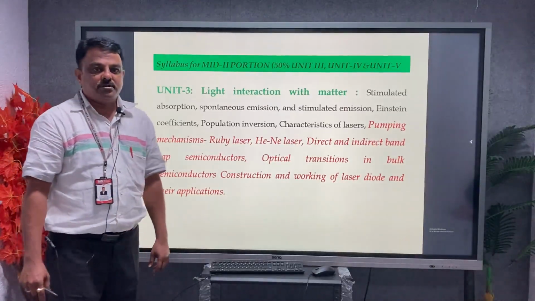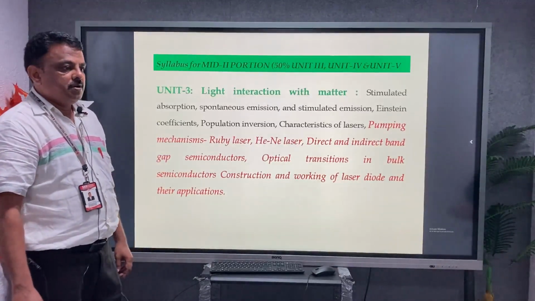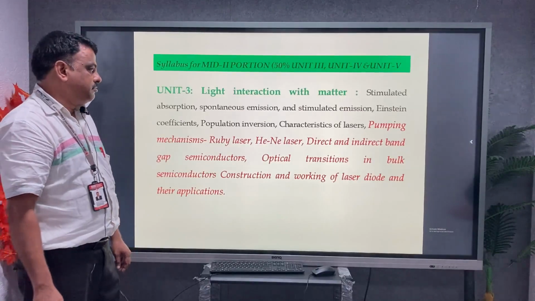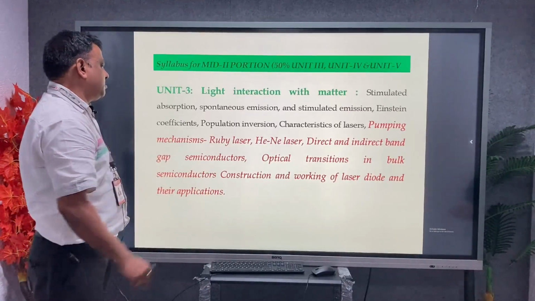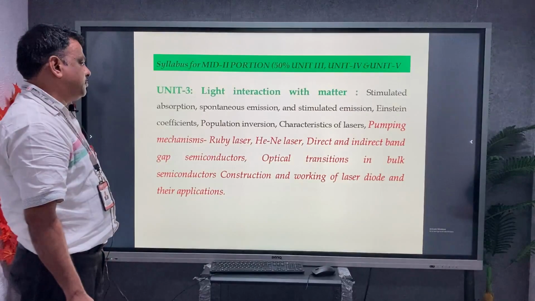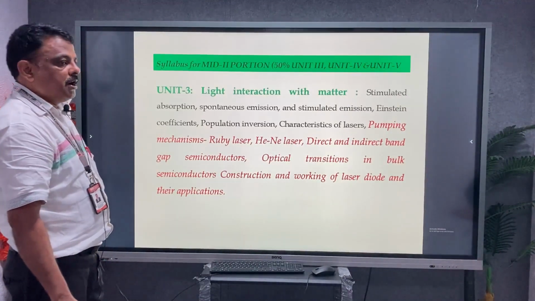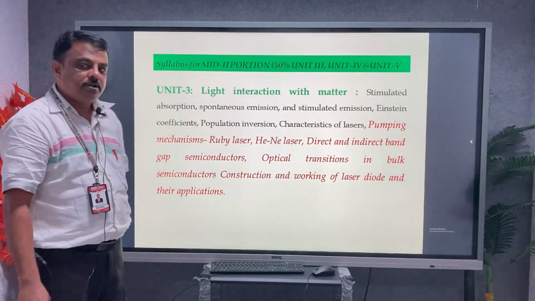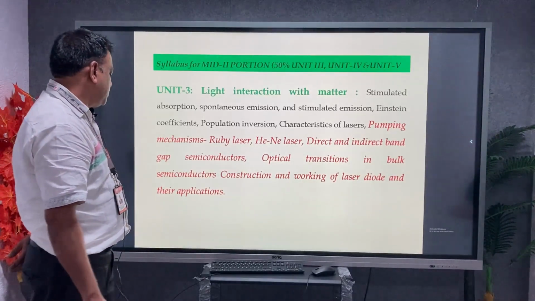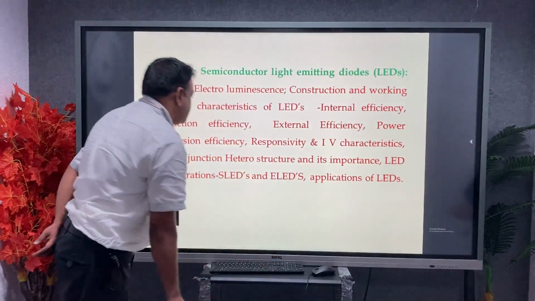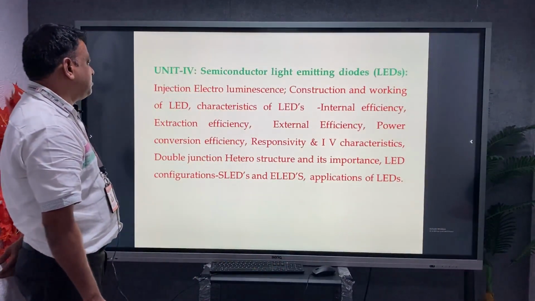Today we are going to discuss the mid-2 portion of the syllabus. Let us consider the mid-2 portion: pumping mechanism, ruby laser, helium-neon laser, direct and indirect band gap semiconductor, optical transitions in bulk semiconductor, construction and working of laser diodes and their applications. This is the fourth unit of the mid-2 syllabus.